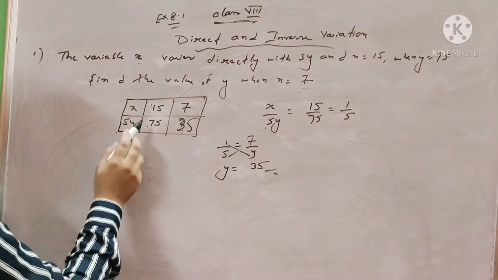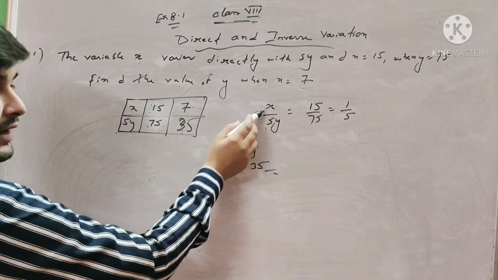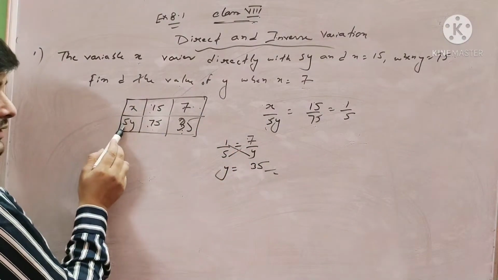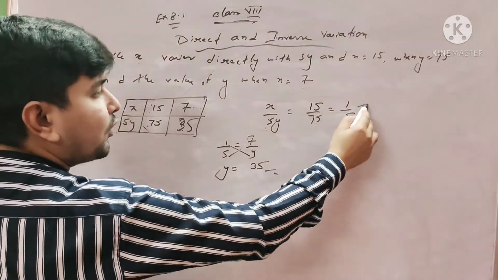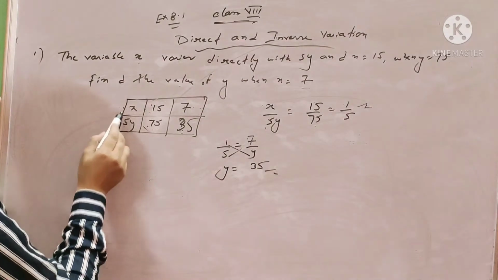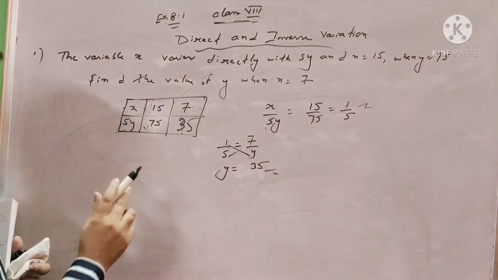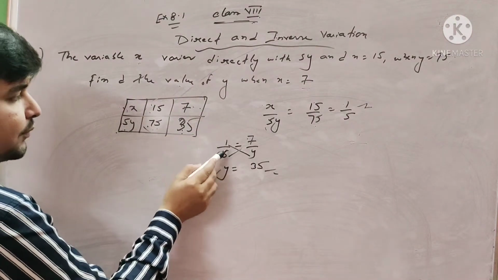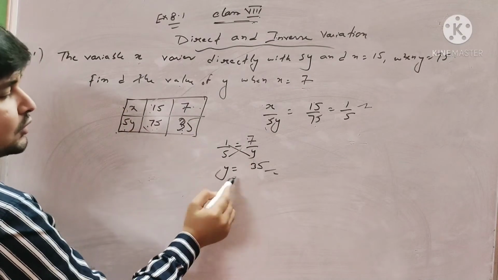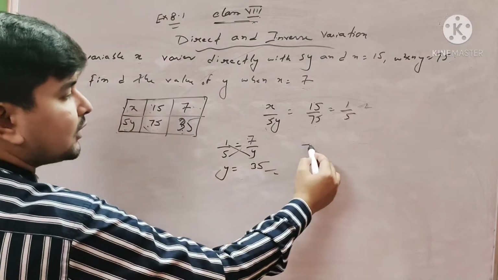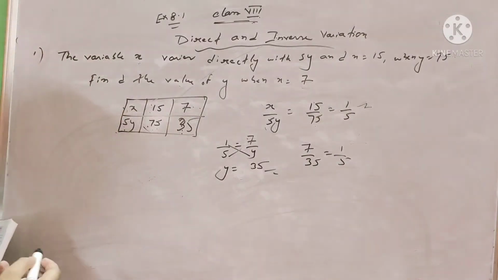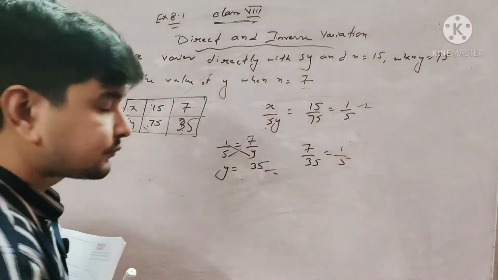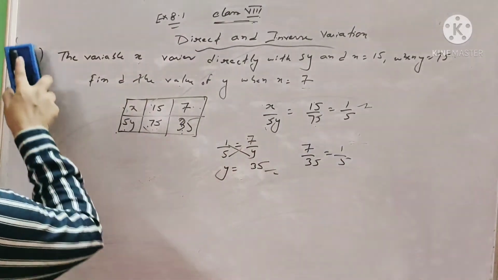Clear? In direct variation we always write in numerator and denominator form. This is numerator, this is denominator, this is numerator, this is denominator. When we solve this one, we get the value 1 by 5. That means the relation between x and y is always 1 upon 5. Okay, so 1 upon 5 equals 7 upon y. So y is 35. And again you check it out, 7 by 35, that means the relation between them also is 1 upon 5. Clear? Note.